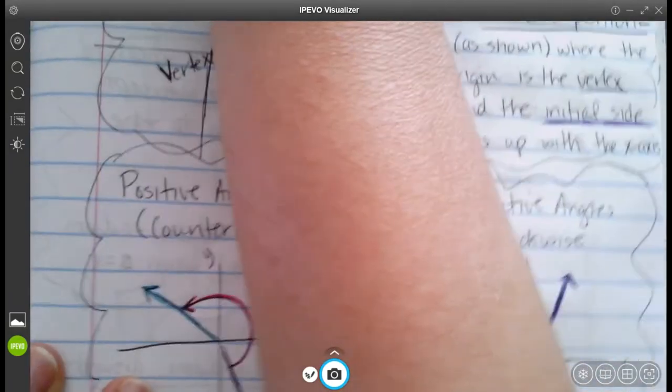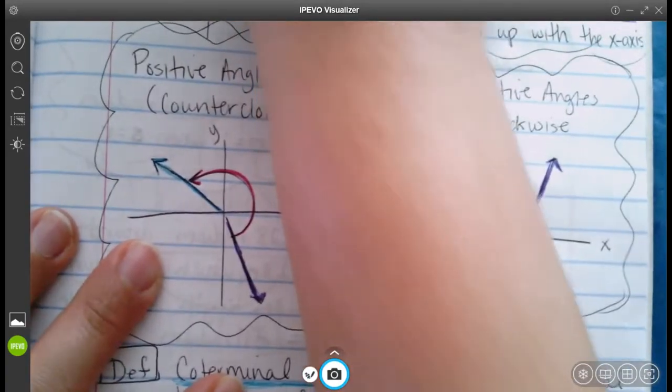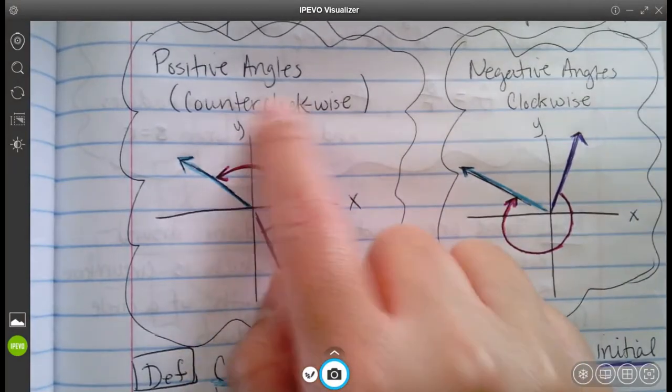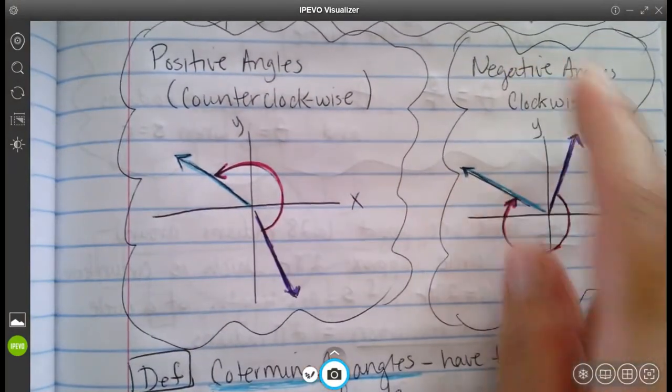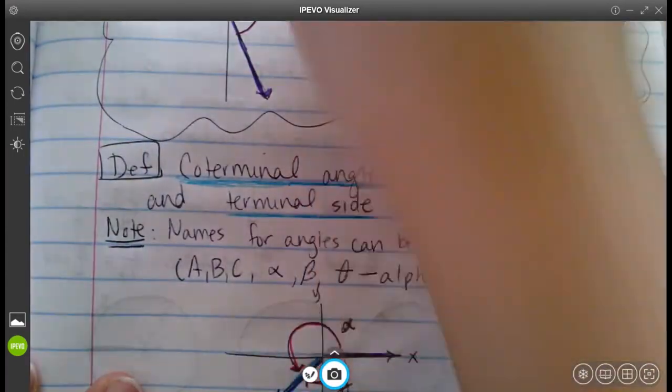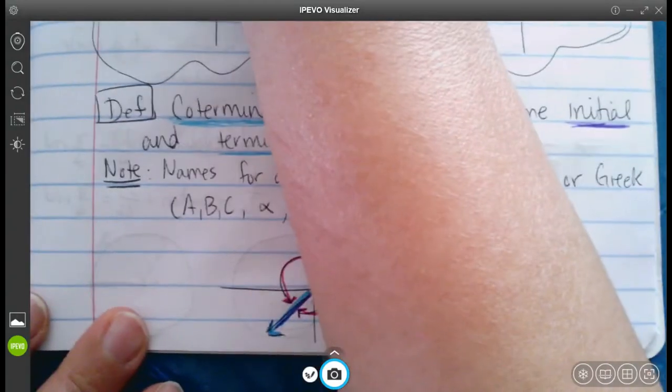Okay. Few more things. We have positive angles and we have negative angles. Positive angles are basically those that go counterclockwise. So anything that goes this way, negative is going to go the other way. So clockwise. Okay. And more definitions. Lots of definitions for this first part.